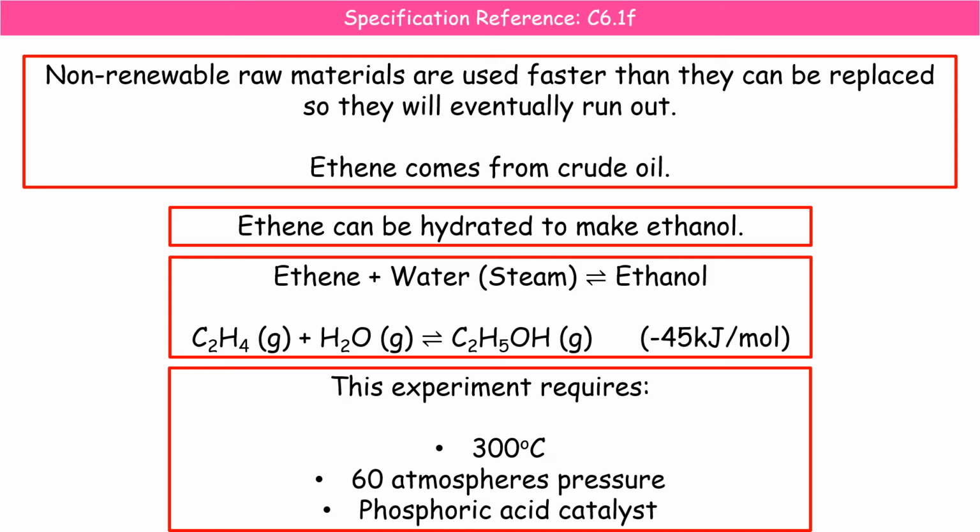If we look at the actual moles of gas, we can see 2 moles of gas on the left, 1 mole of gas on the right. Therefore, increasing the pressure will increase the yield because it moves the equilibrium position to the right where the fewer moles of gas are. And we use a catalyst in the form of phosphoric acid in this case.